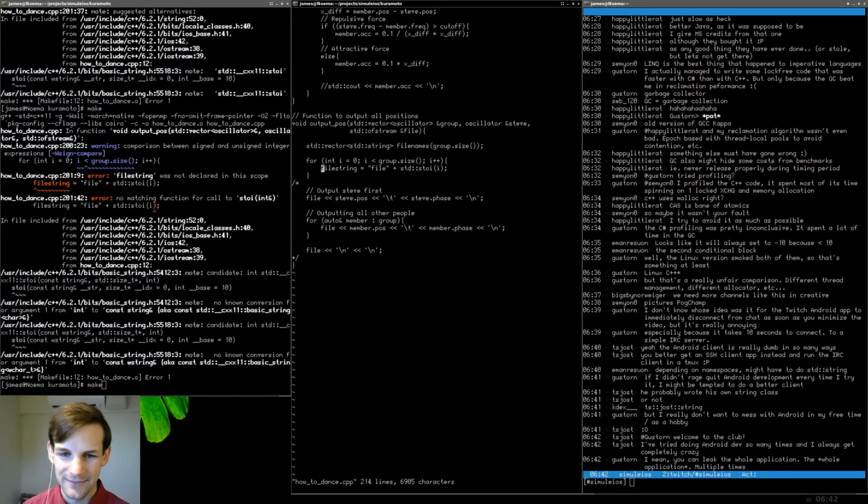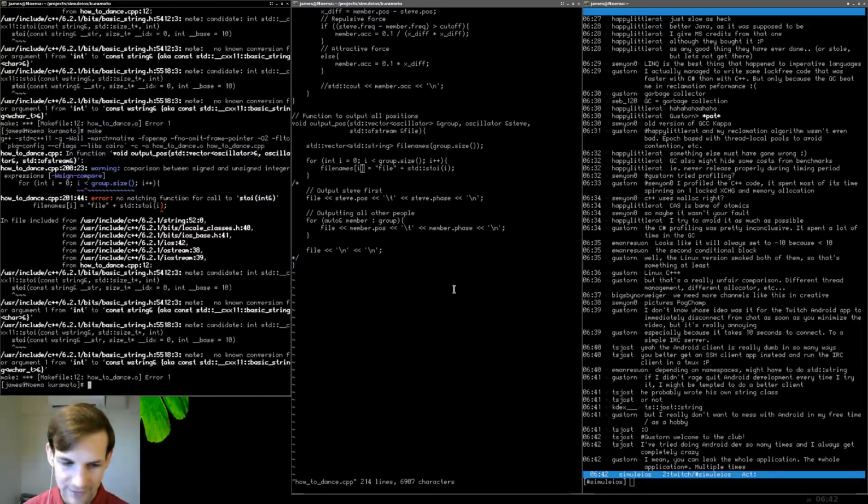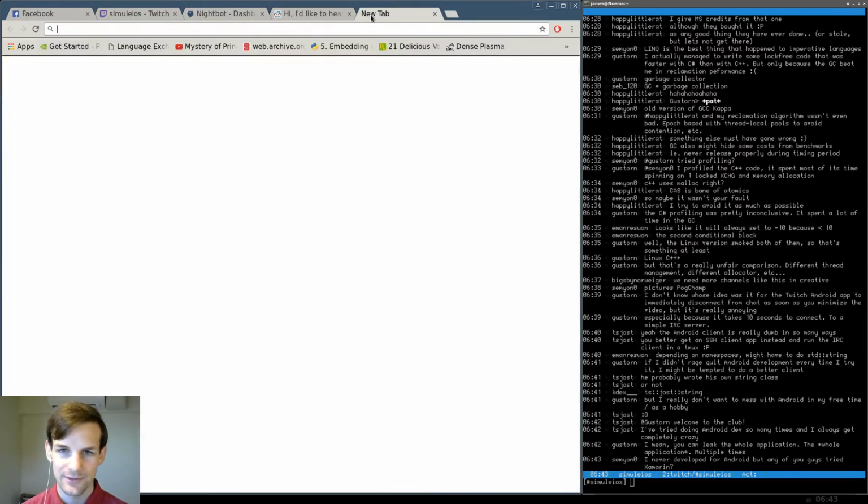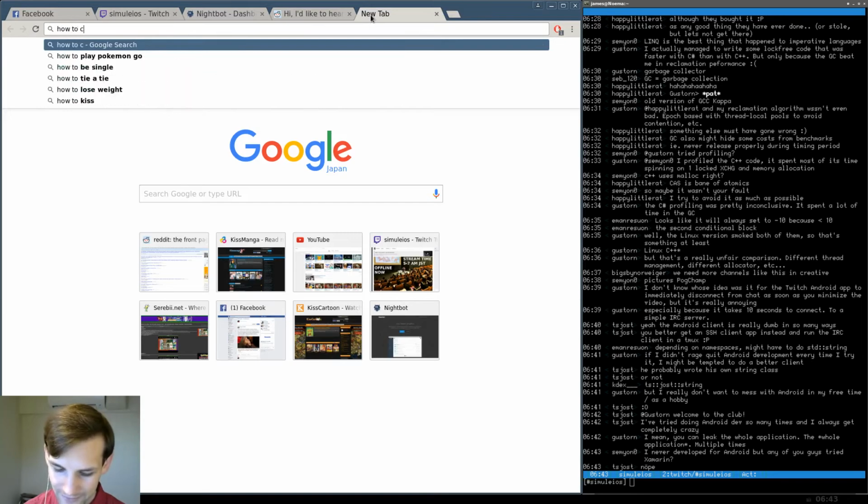Oops. Let me just do this. Let me do file names of i is equal to this. That fixed one of the errors. Now, no magic function call for stoi int ampersand. Okay, let me go over here. Let me do something really stupid. How to convert int to string C++.